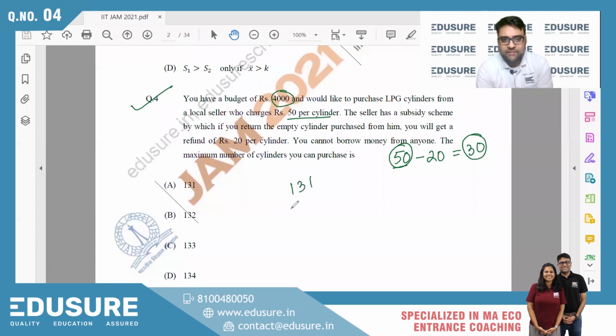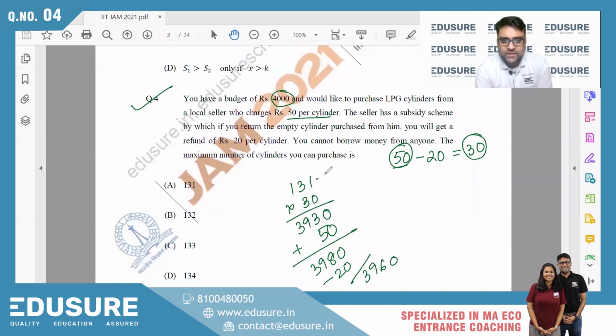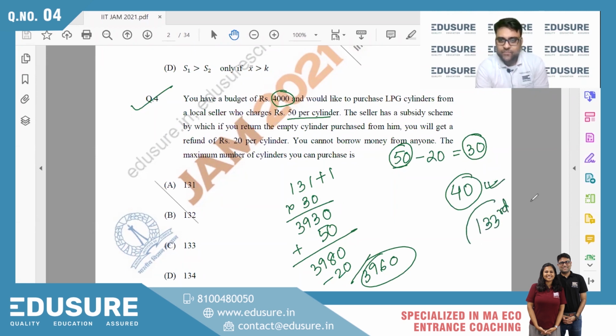So 131 into 30 gives 3930. I bought one more cylinder, spent 50 rupees, 3980. When I return the empty cylinder, I get 20 rupees back, 3960. So 131 plus 1: I bought one more cylinder, so 3960 is spent. Remaining, I have only 40 rupees. With 40 rupees, can I buy the 133rd cylinder? I have already spent 3960. I have 40 rupees left. Can I buy the 133rd cylinder?